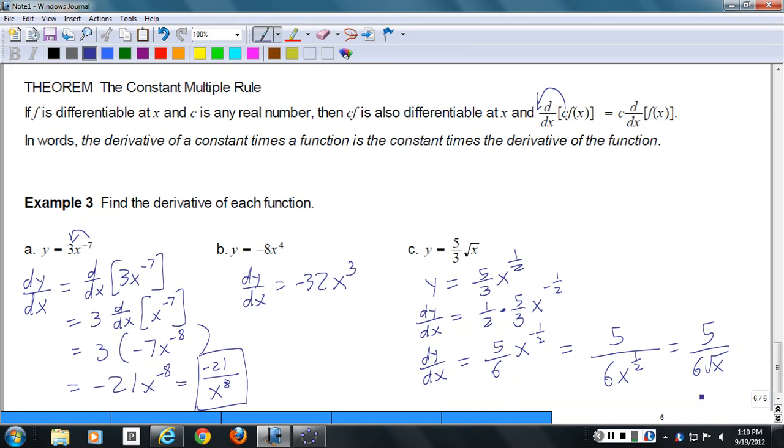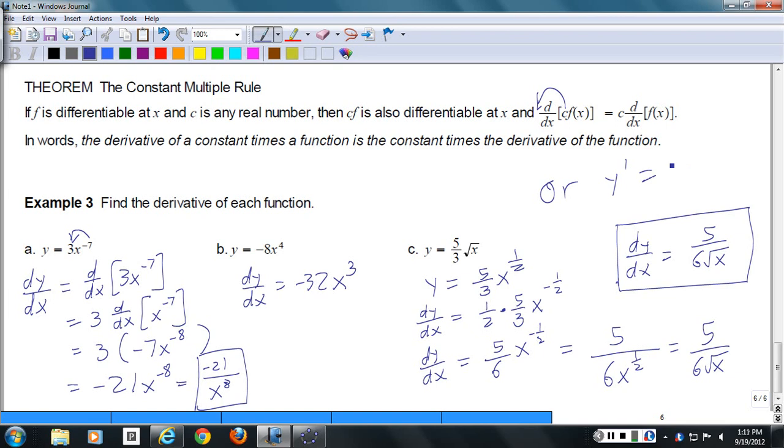This would give us an expression for the derivative of this function. So we need to have dy/dx equals 5 over... That would be good in the final answer. dy/dx equals 5 over 6 times the square root of x. I just ran short of space, that was all. Yes, that's good. Good form to have it there. Or y prime equals 5 over 6 times the square root of x.